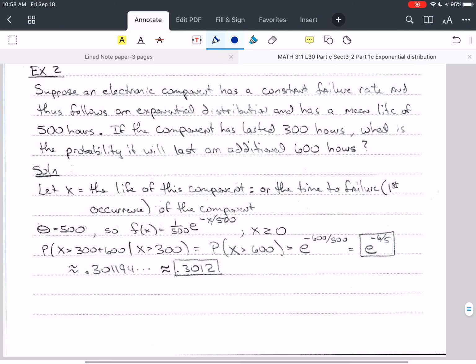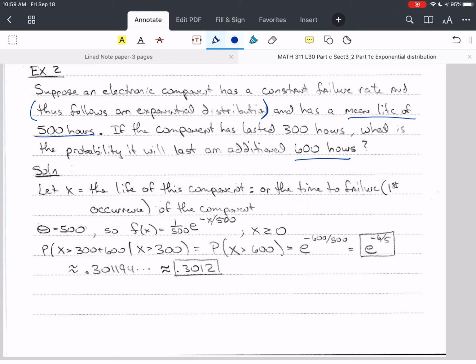So let's look at a second example quickly. Suppose an electronic component has a constant failure rate, and this is the part that I have added in for you that wouldn't normally be in a problem, and thus it follows an exponential distribution. If it says it follows a constant failure rate, that tells you right there that it's an exponential distribution, and it has a mean life of 500 hours. If the component has lasted 300 hours, what's the probability it will last an additional 600 hours?